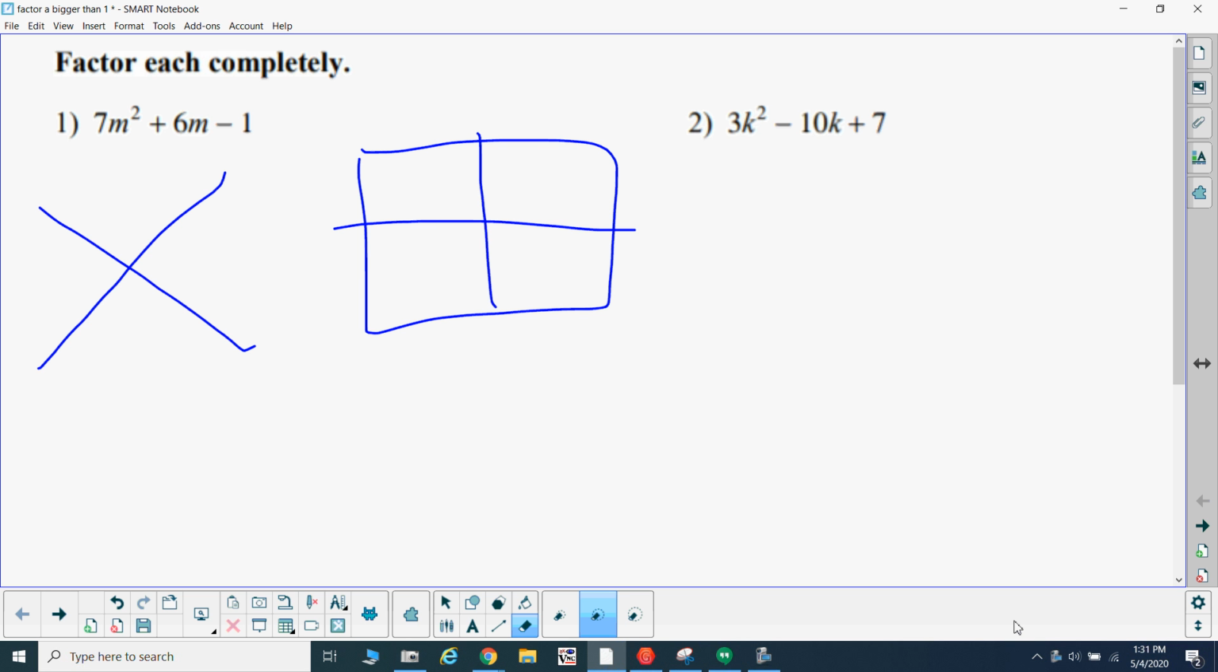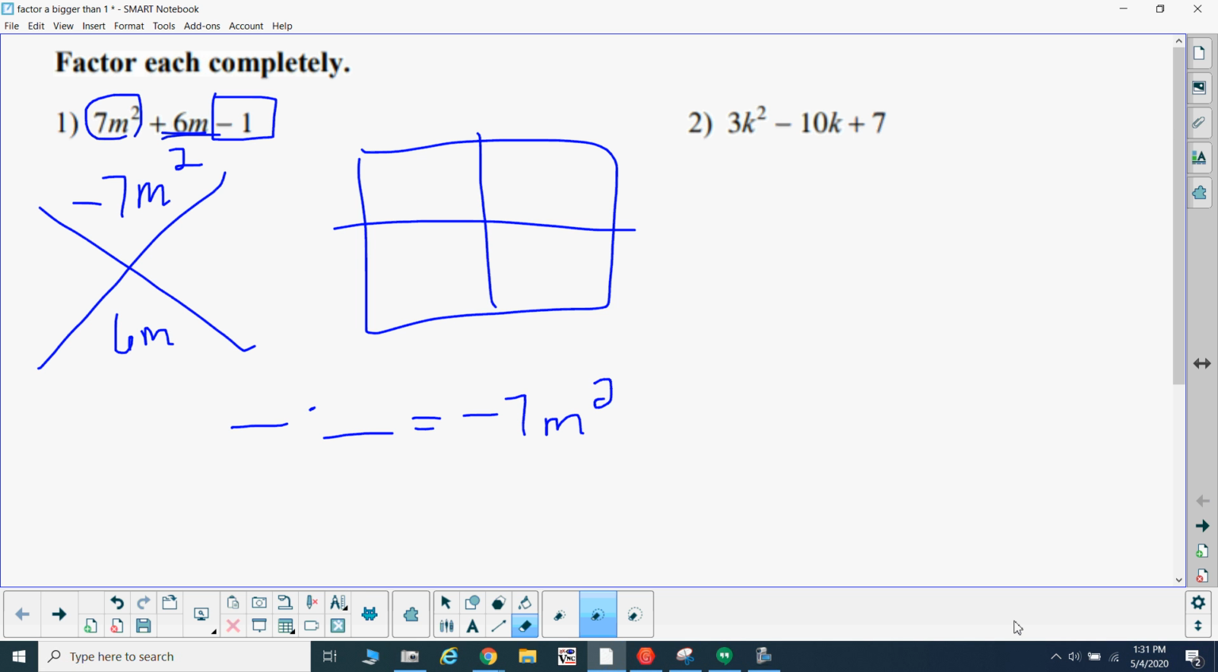Remember, this top spot in this x is the a x squared, or a whatever squared, times the c. So this would be negative 7m squared. And then the bottom part is just the middle term, that 6m. So what I'm doing is I'm looking for two numbers to multiply to give me that top number, but add together to give me the bottom number. So in other words, I need two things that multiply together to give me negative 7m squared, but add together to give me 6m.